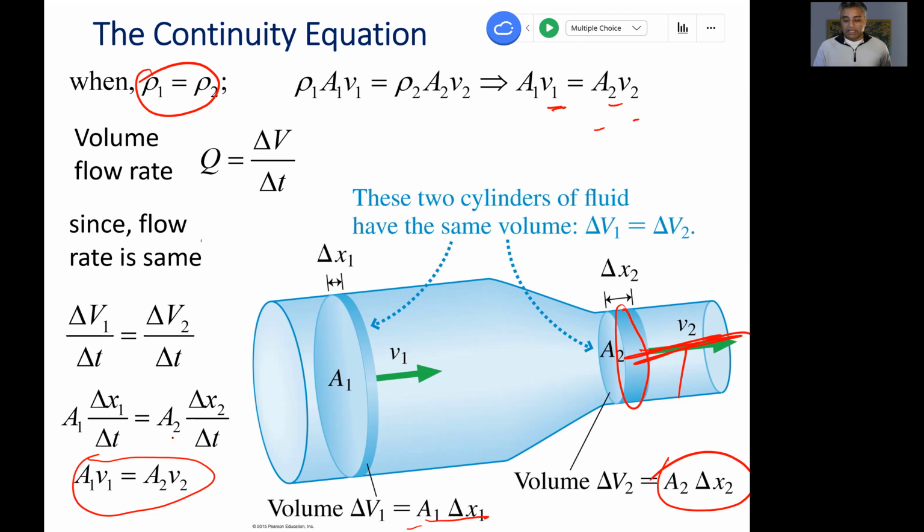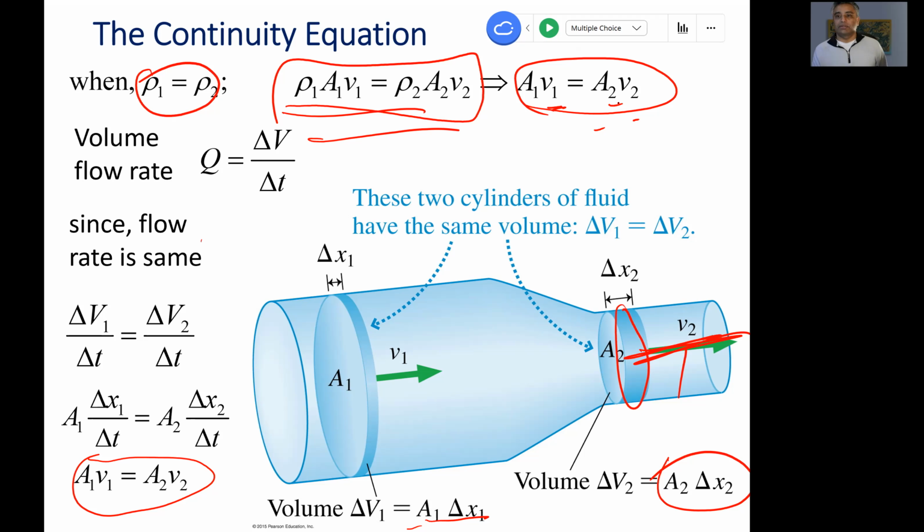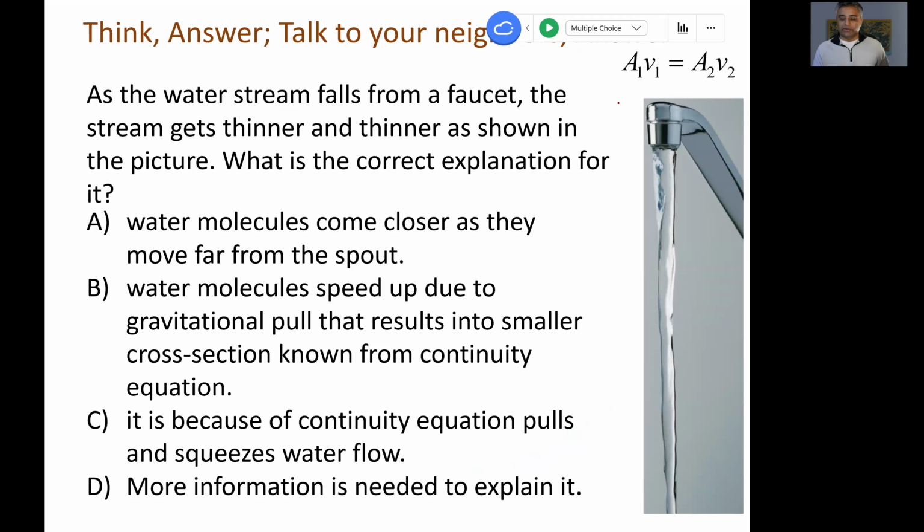But keep in mind that if you have a gas, then you need to use this one, where density is changing. When density is changing, you use this equation. When density is not changing, you use this equation. And just like I said, this is like the kinematics of fluid flow. Okay, simple, just one kinematic equation, not three.